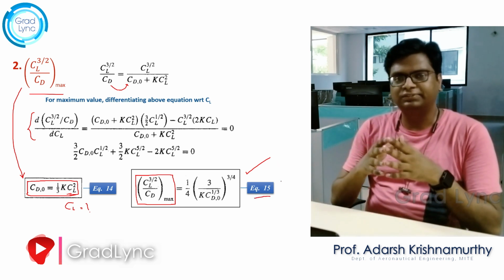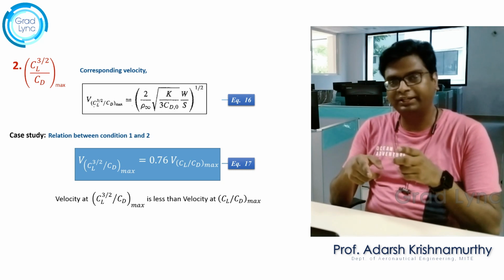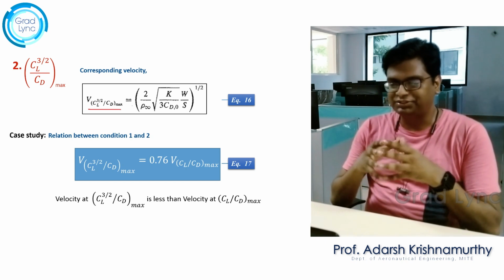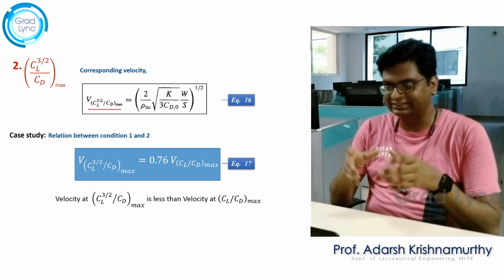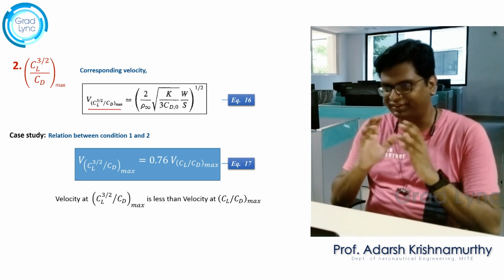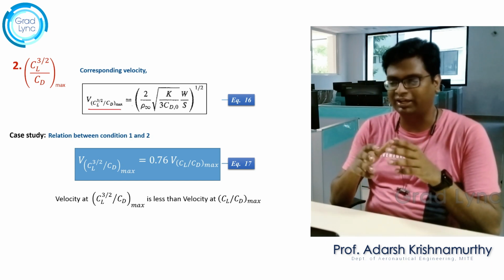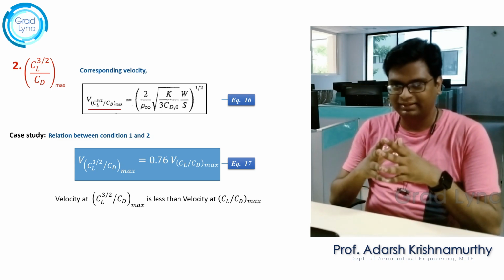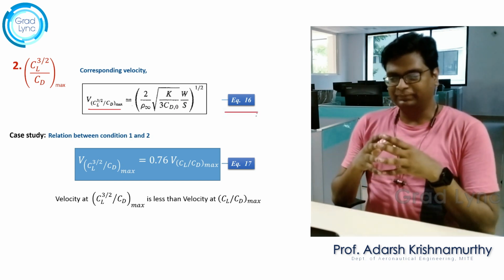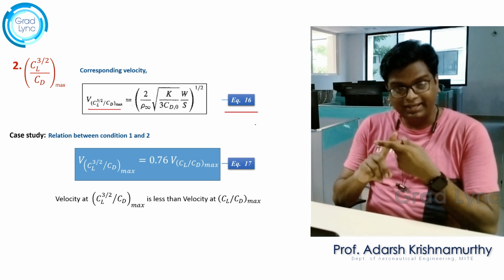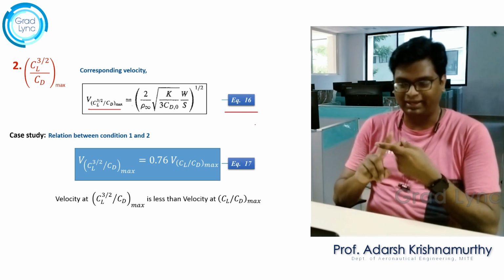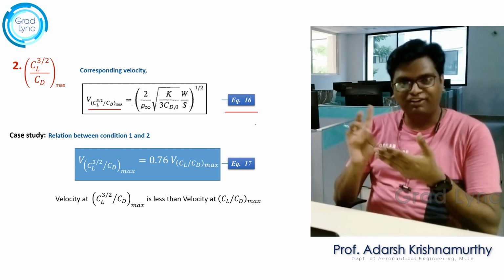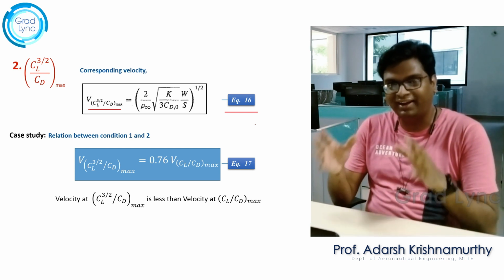Let's calculate the value of velocity corresponding to CL power 3 by 2 by CD max. The procedure is the same, so I am not going to repeat it. I get the value of velocity as under root of 2 by rho infinity, and please understand the difference is only in the coefficient of lift value, that is under root of K by 3 CD naught, multiplied by wing loading. Let's call this equation number 16. I repeat, we obtained the condition for CL power 3 by 2 by CD max, the value of coefficient of lift, and finally the value of velocity at this condition.